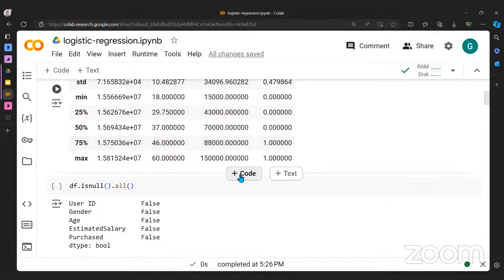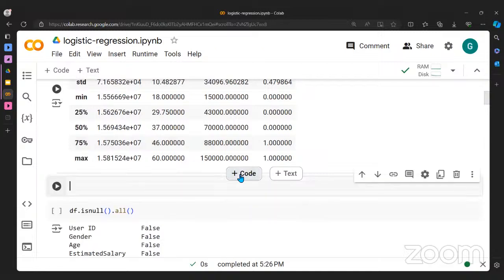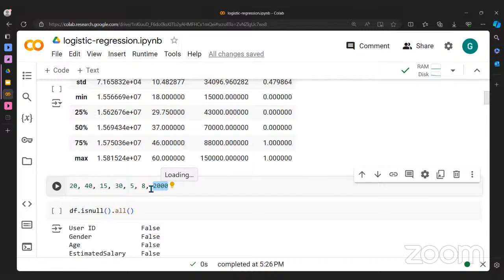And just in case you are not familiar with what an outlier is, it's basically when you have some range of numbers. Say you have a store, and let's say you are making sales of $20, $40, $15, $30, $5, right, $8. Then all of a sudden you make a sale of $2,000. So this is an outlier. It automatically becomes an outlier because it's just outside the usual range. That's how we usually treat it.